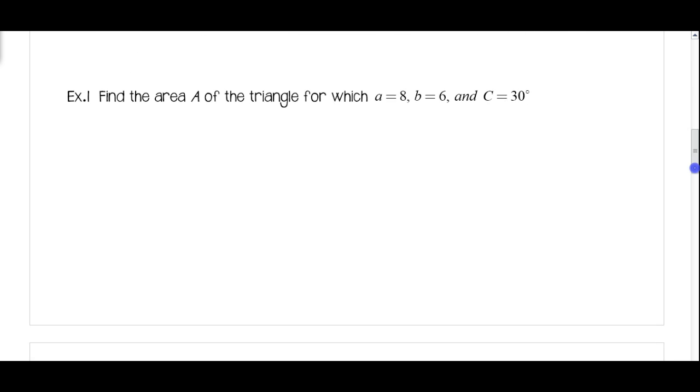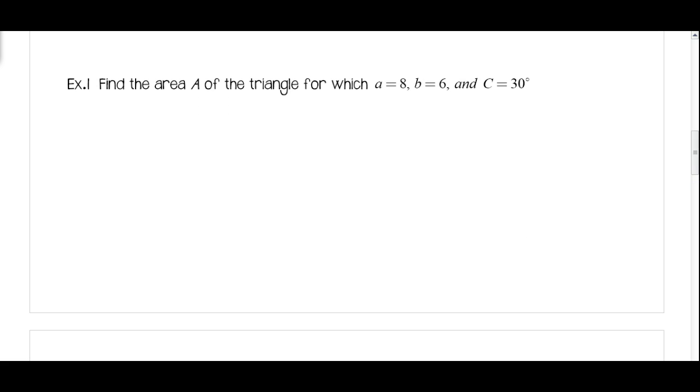And here's another quick example. I'm not going to take the time to work out the example, but if you want to pause the video and work out the example, you should end up with 12 units squared for your answer. So if you want to work that out, and again, if you have questions, make sure you ask me. I should have the worked out solution with me in class.